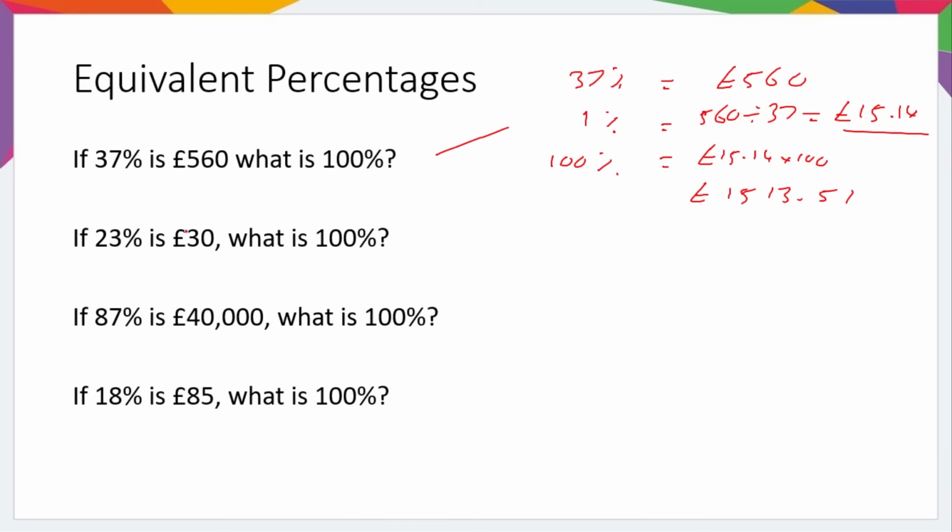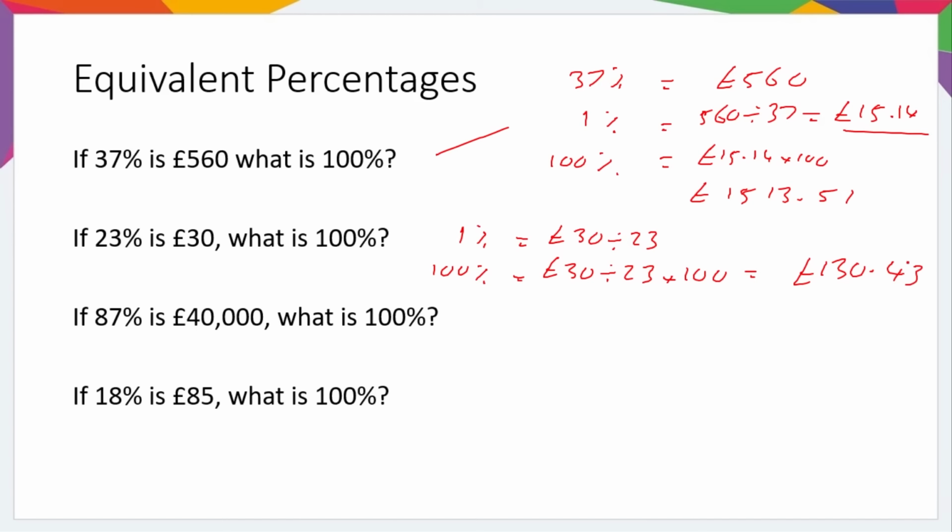So in the next one, if 23% is 30, then 1% is going to be 30 divided by 23. So 100% is going to be 30 divided by 23 multiplied by 100. And 30 divided by 23 times 100 comes to a total of £130.43.